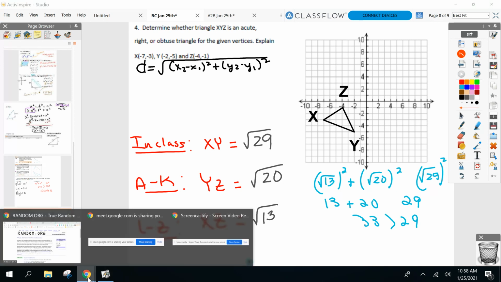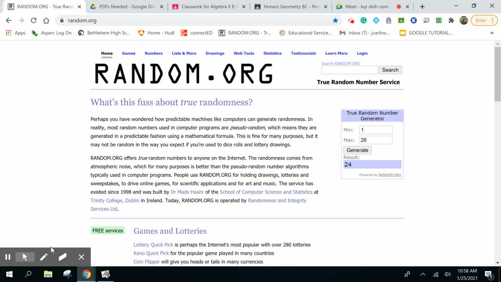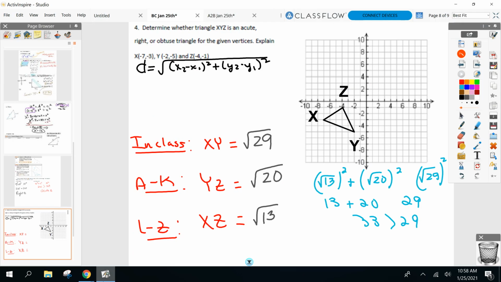So according to our facts, what type of triangle was this that we just graphed? Don't even say a word. It's acute. There you go. The a squared plus b squared side is bigger. We say it's an acute triangle. All right, good work, guys. Good work.